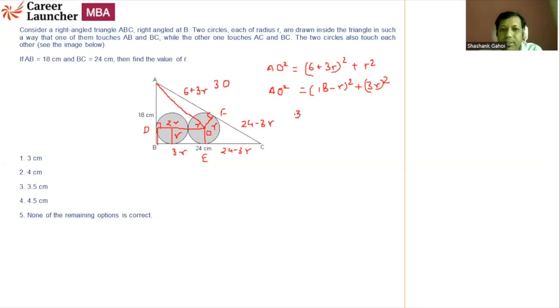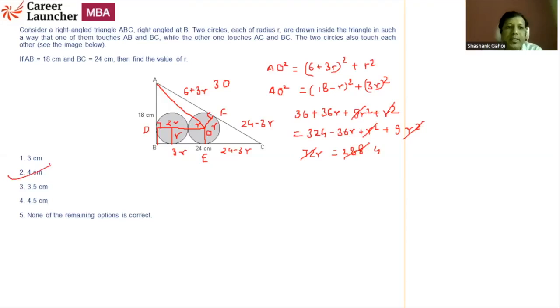So the first comes out to be 36 plus... this comes out to be 36R plus 9R square plus R square, and that is equal to 324 minus 36R plus R square plus 9R square. So this cancels out. So from here, I'm going to get 72R is equal to 288. Now just cancel this out. So this comes out to be 4. So what is the radius? That comes out to be 4. So the answer of this question is going to be option B.